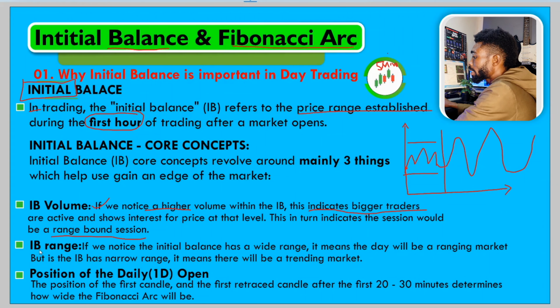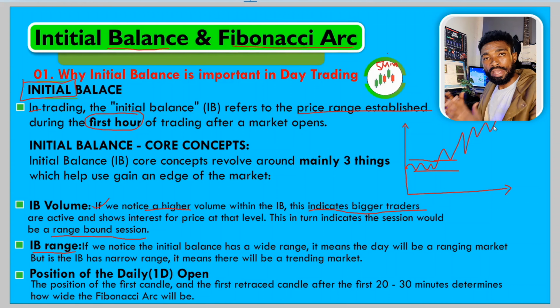You must also understand the initial balance range. If the initial balance range is wider, like this, then it means the market is likely to range for the day. And if the initial balance range is narrow, let's say the market begins from here and is very narrow, it means that day the market is likely to really trend or spike up after it breaks out of the initial balance. So if you have a wider initial balance, the market is likely to range for the day. If you have a narrow initial balance, the market is likely to trend for the day.